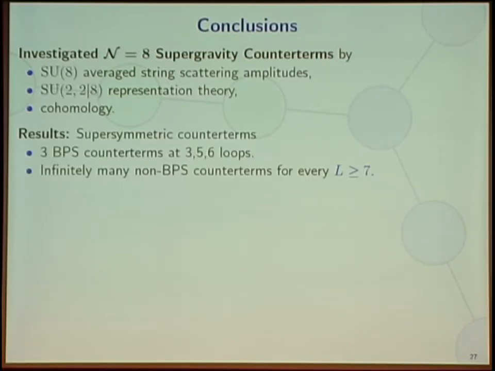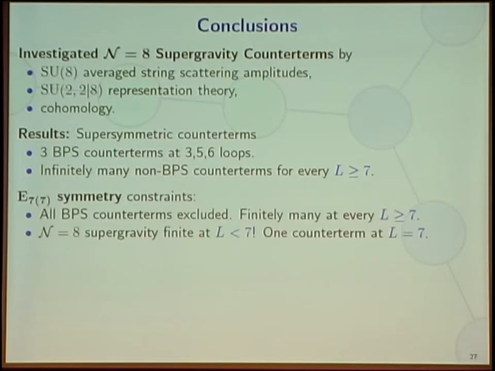There are supersymmetric counterterms. In particular, there are three BPS counterterms at 3, 5, and 6 loops. And when you go to 7 loops or higher, then there are infinitely many non-BPS counterterms, basically at each loop order. However, when one takes E7 symmetry into account, all of these BPS counterterms get excluded, and only finitely many counterterms seem to be remaining at each loop order, starting from 7.